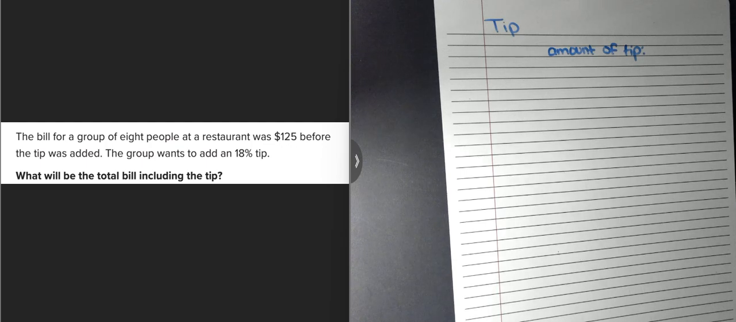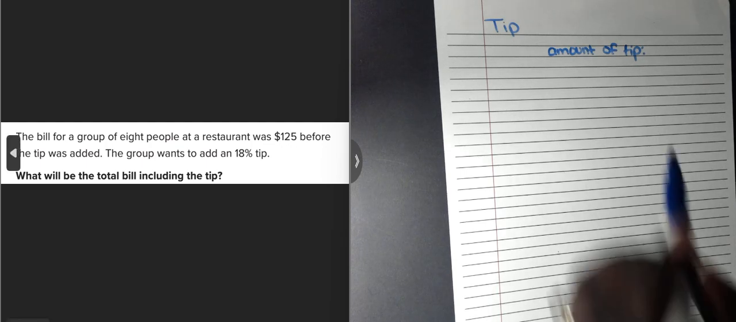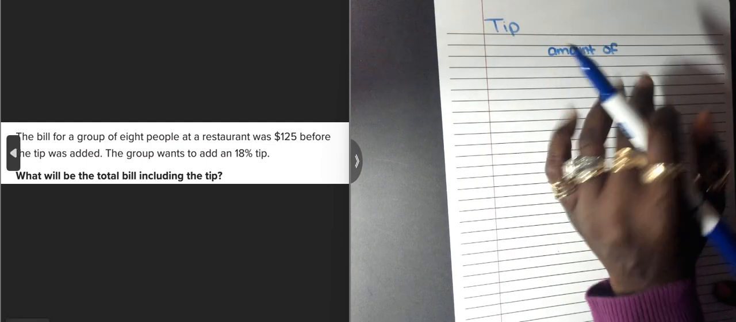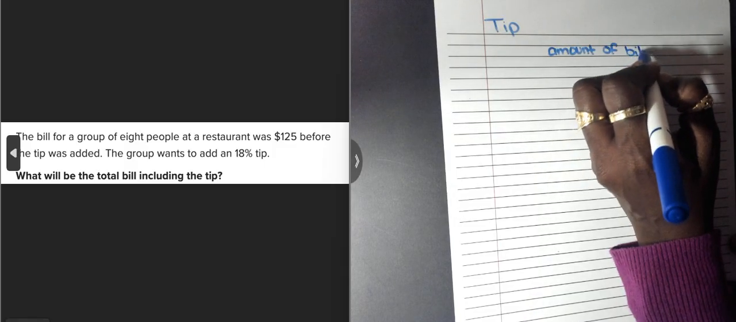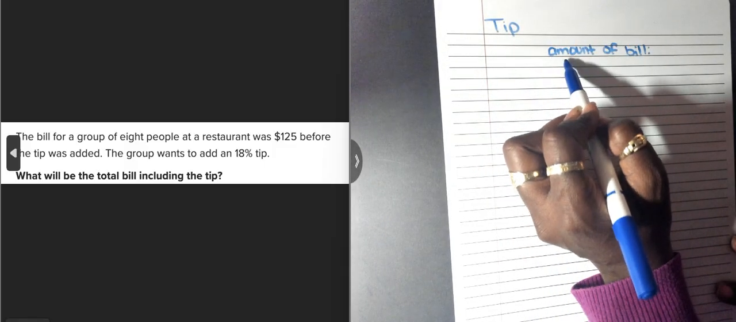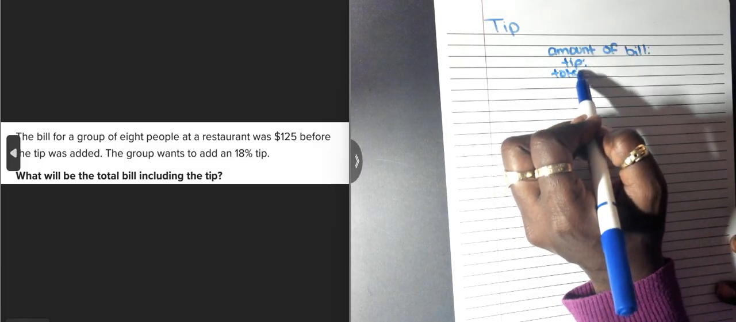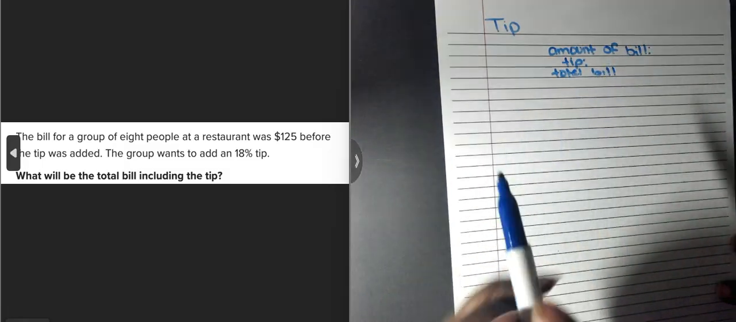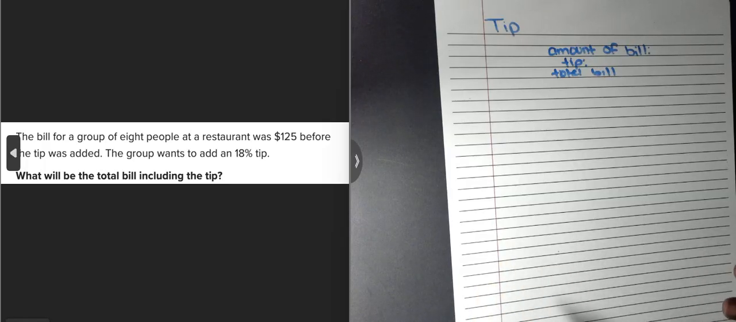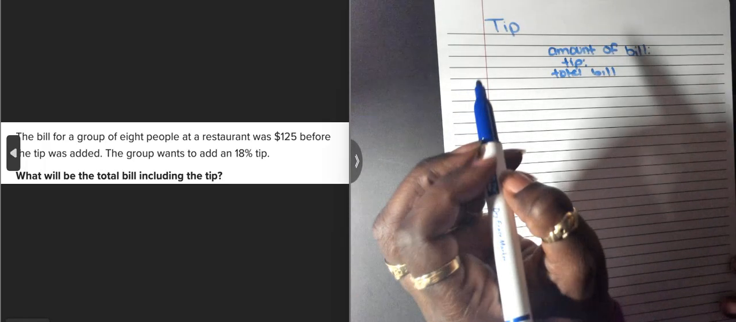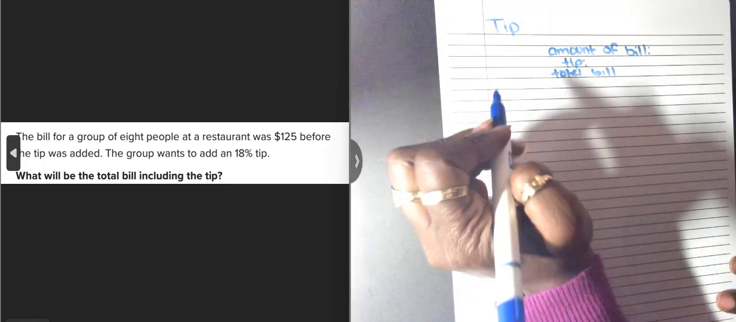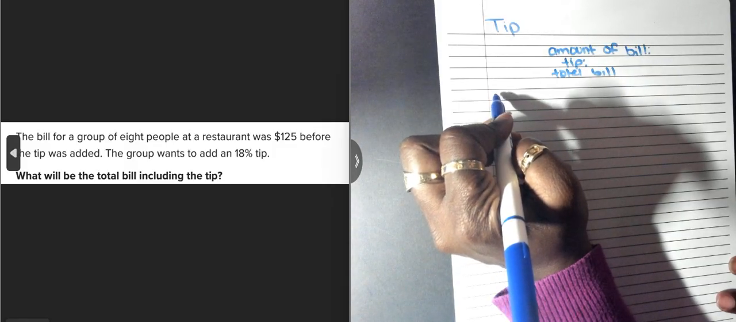Okay. So, what we have is the amount, I'm sorry, not the amount of the tip, the amount of the bill is what we need to talk about. The amount of the bill, we're going to talk about the tip, and then we will have the total bill. Okay. So there's a few different ways that we can go through it. I'm just going to make a notation of some of the methods that we've learned in the past.